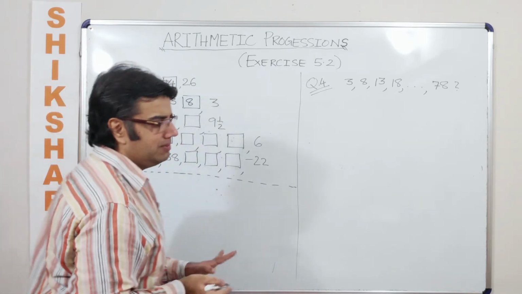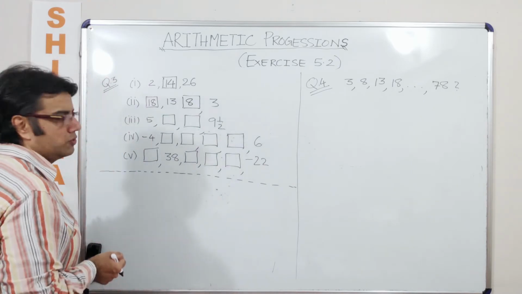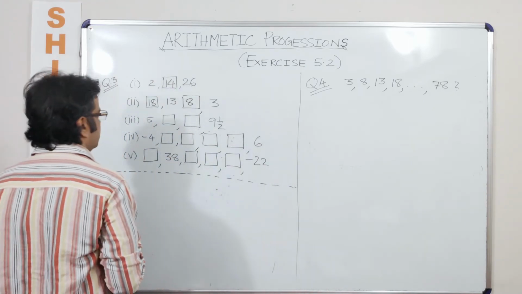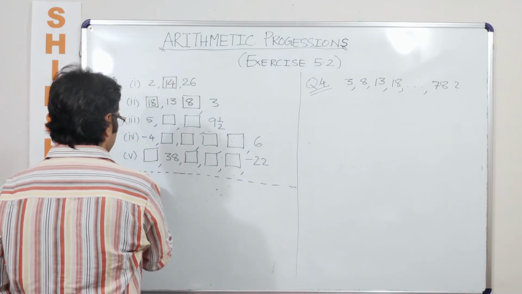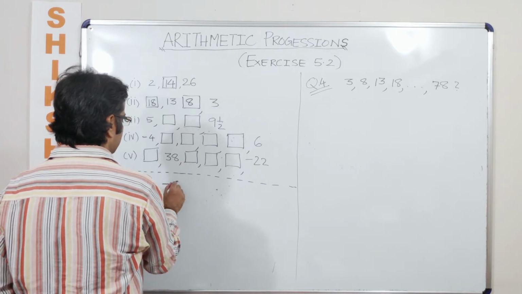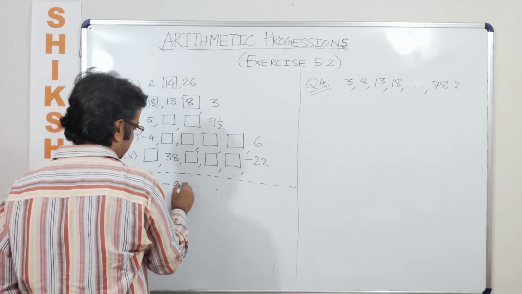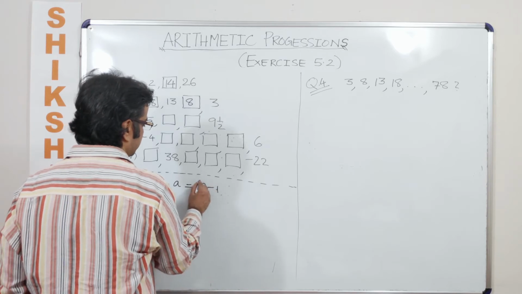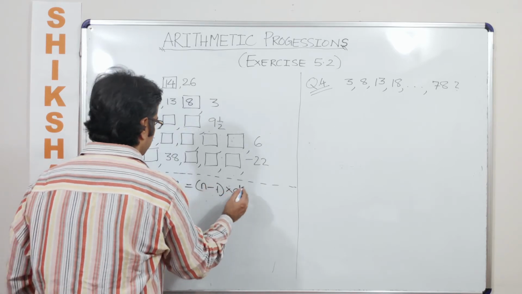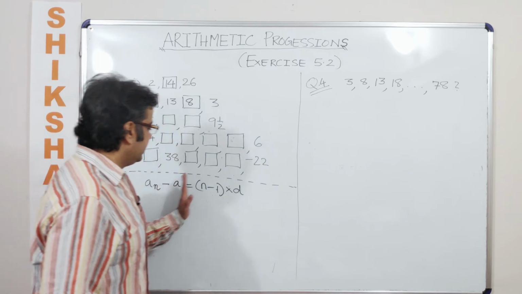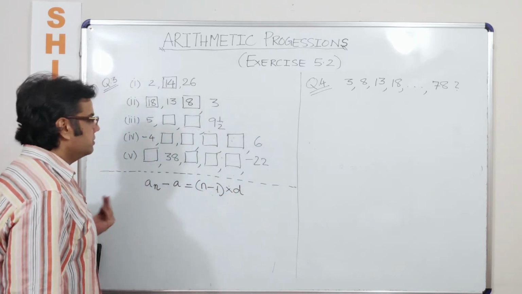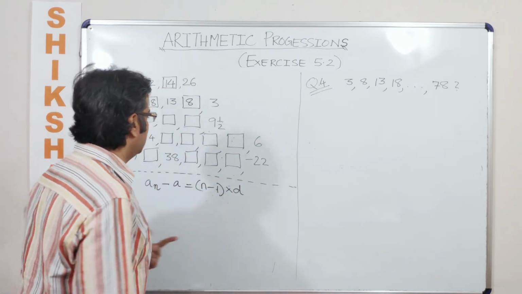Now let us see. These were relatively easier as compared to the ones that we are going to do now. In all these we'll be using this formula, which is an minus a, the first term, is equal to n minus 1 into d. You know this formula. The only thing I have done here is, rather than writing plus a on this side, I have brought a on this side. What is the objective? You will realize it in a few minutes.